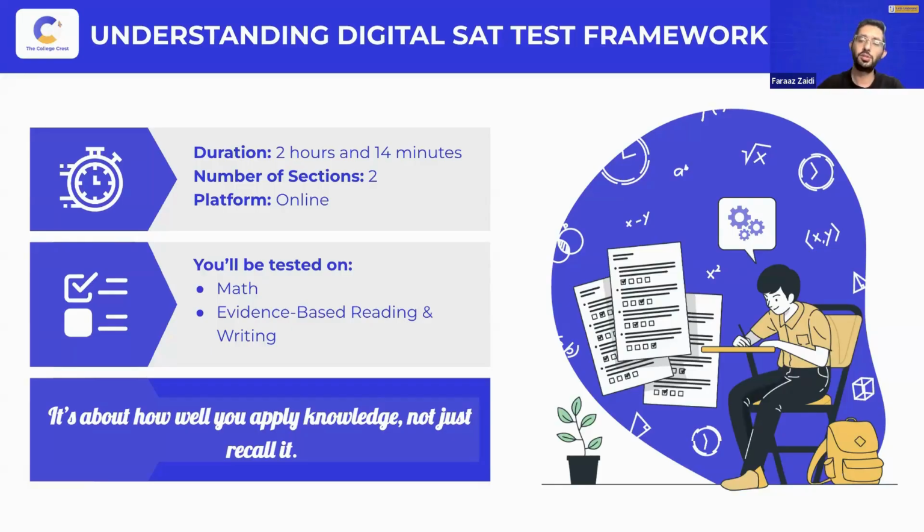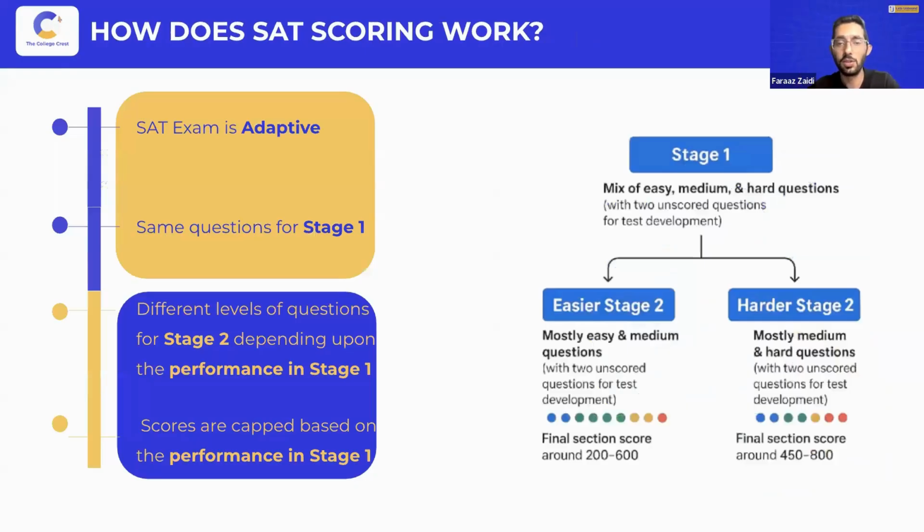Now, moving to the next point: how does SAT scoring work beyond the two sections, the platform, and the overall time that you get? One of the biggest changes with the SAT, as I was also saying in the last part, is that it is now an adaptive test. But what does that actually mean?